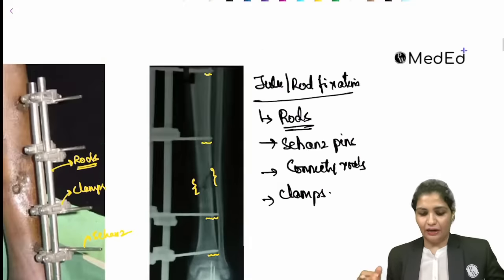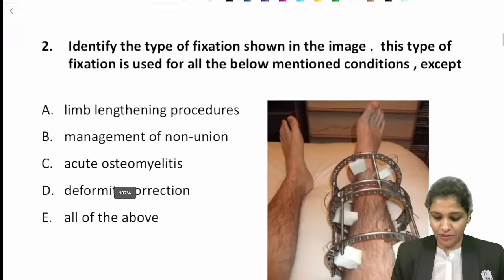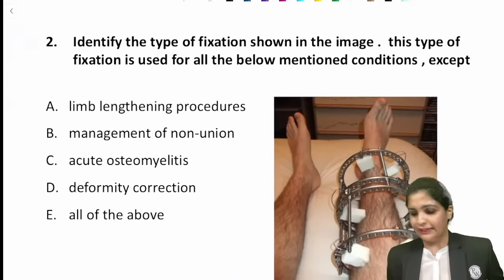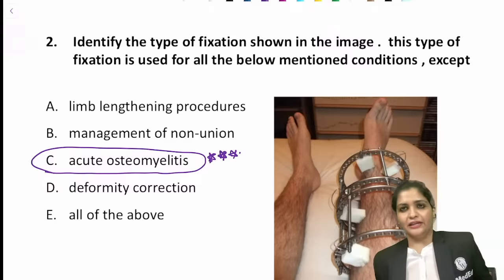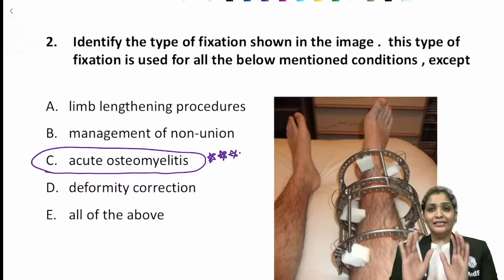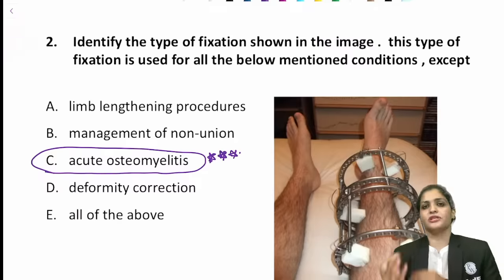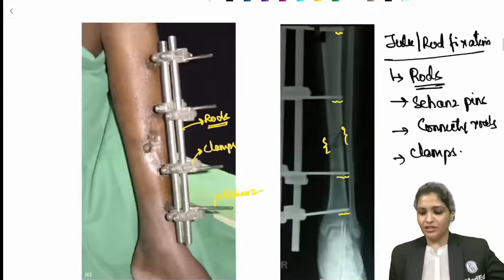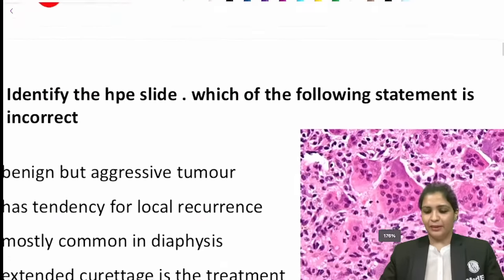So after hearing all the details about the external fixation, I hope you can answer this question without any further delay. So it is acute osteomyelitis, right? So this is the answer. In acute osteomyelitis, you usually don't do it. I know answering this question is simple, because if somebody has read about acute osteomyelitis, you will definitely answer. But the reason why it is not used is also important. That is how you will prepare for your exam. So the question is important, and the concept behind it is also important for answering further questions from the same topic.